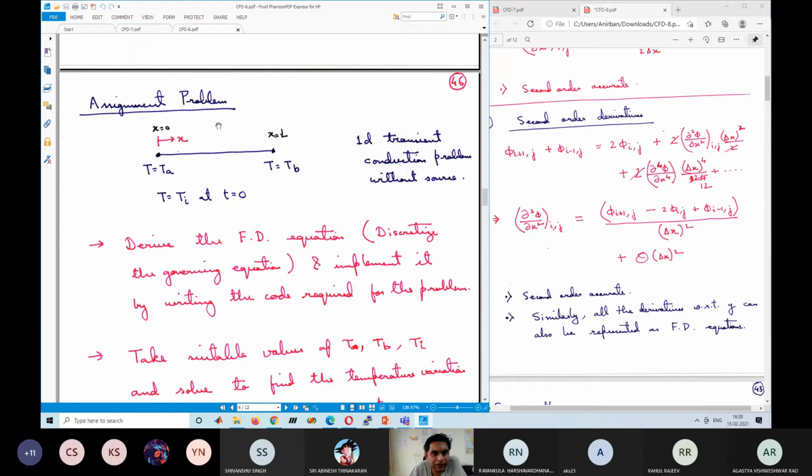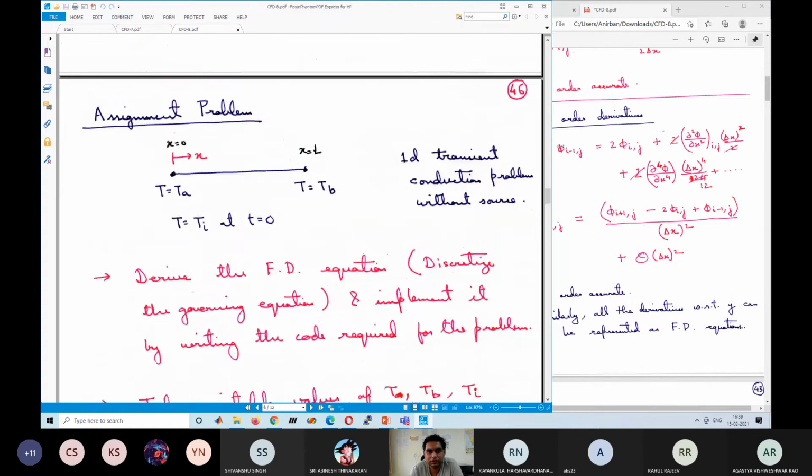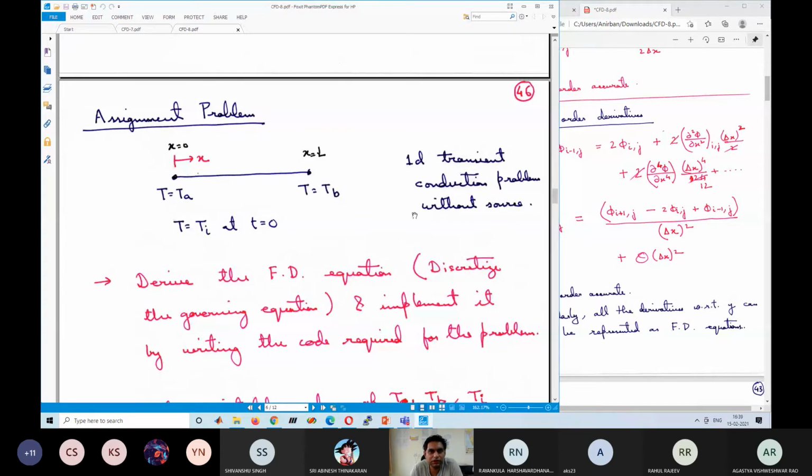So please pay attention. Let us consider a 1D transient conduction problem without any heat source. So let us consider a 1D domain. The domain length is from 0 to L, so x is going from 0 to L. And because it's a transient problem, the time is going from 0 to some time t last.